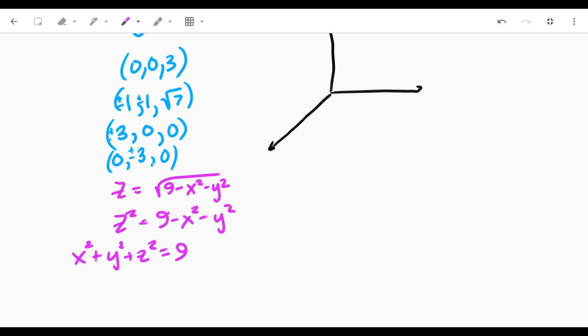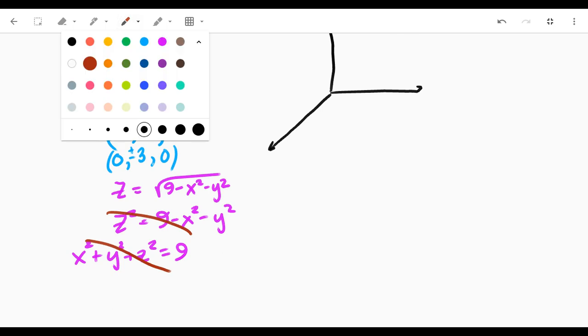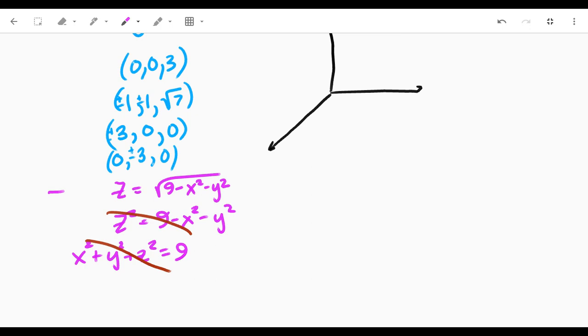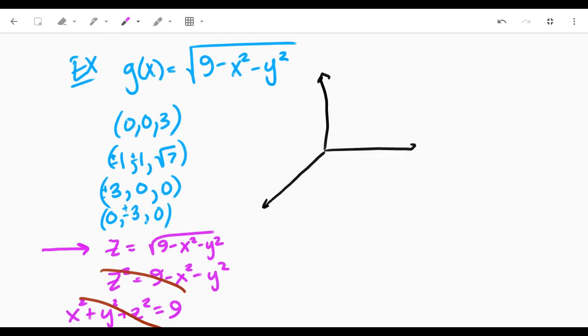Again, let me cross this out. You can't do that because z will always be positive. So don't change your original function. Your square root function gives you non-negative outputs. So when you square both sides, you kind of create extraneous solutions that don't work.